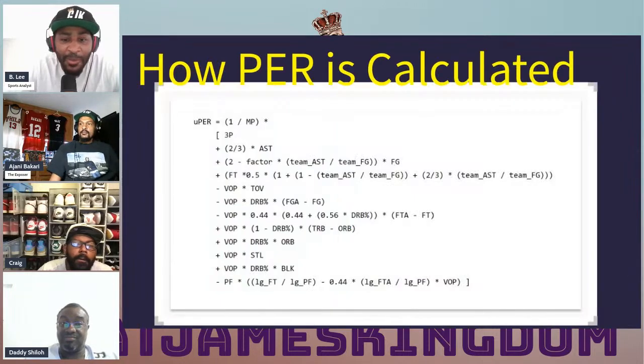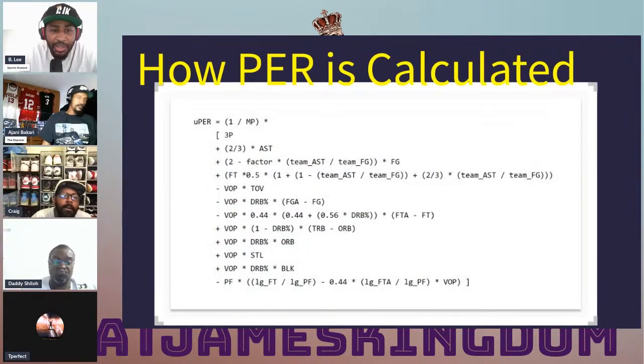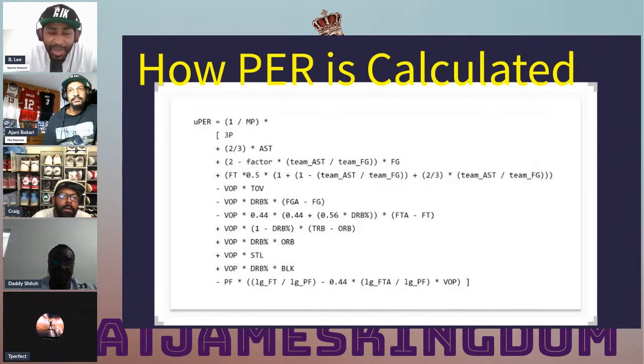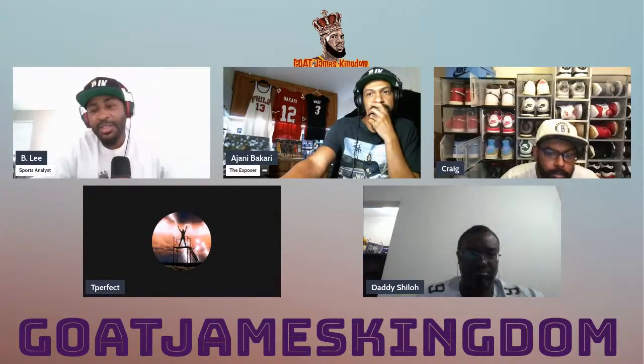So as we go to PER, you can see this calculation. You may think that they're multiplying it by assists, they're multiplying things by rebounds and all this other stuff, but that's not really how it's laid out. So before I actually get to that chart, I want you guys just to.